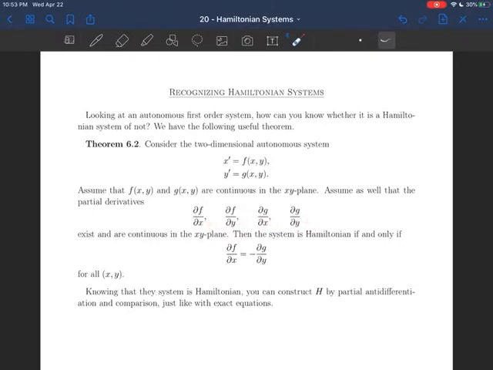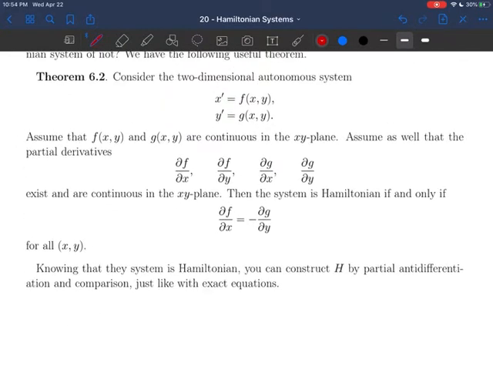So if we have a system like we had before, x prime equals f of x, y and y prime equals g of x, y, and we assume that f and g are continuous and have partial derivatives that are continuous, all of the partials, f with respect to x and y, g with respect to x and y, everything's continuous. Then this system will have a Hamiltonian if and only if the partial of f with respect to x is equal to negative the partial of g with respect to y. So you basically take your x equation, take its partial with respect to x, take your y equation, take its partial with respect to y. If those are negatives of each other, you've got yourself a Hamiltonian system.